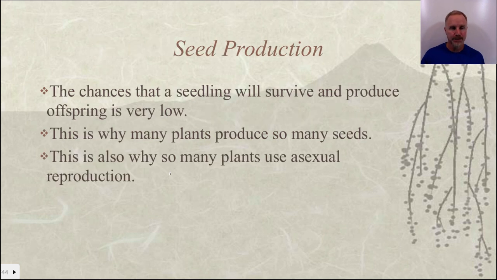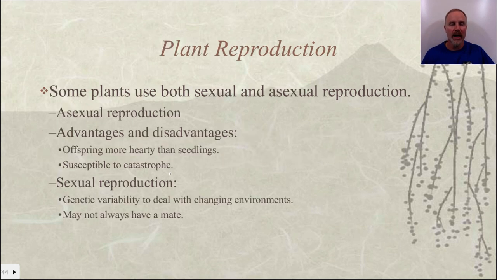Okay, now as far as seed production goes, plants often produce tons and tons of seeds because the chance that any one seed is going to survive is very low. So just like with asexually reproducing organisms, there's lots and lots of organisms produced because many of them often die. The same thing is true with these seeds. And if you think about plant reproduction, plants use both sexual and asexual reproduction, just like many animals do. And there are some advantages and disadvantages, and you should know a couple of each.